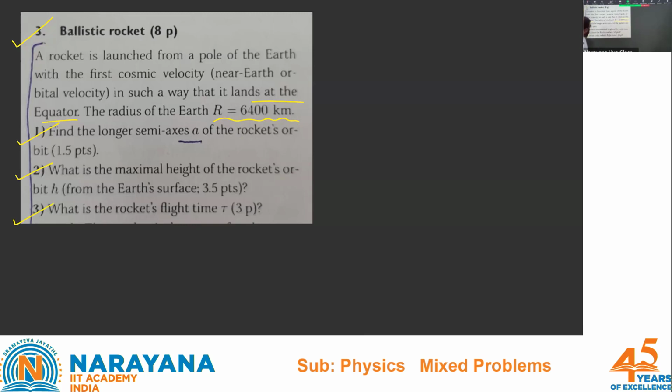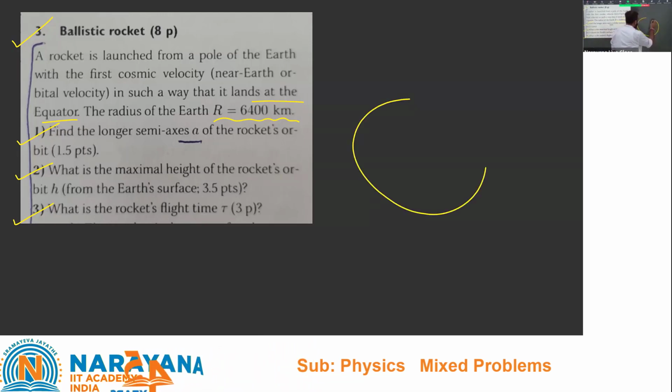We need to find out the longer semi-axis of the rocket's orbit, first part. Secondly, we want to find out the maximum height of the rocket's orbit from the surface of Earth. And third, he is talking about the rocket's flight time. Right? So let me draw the fundamental picture.